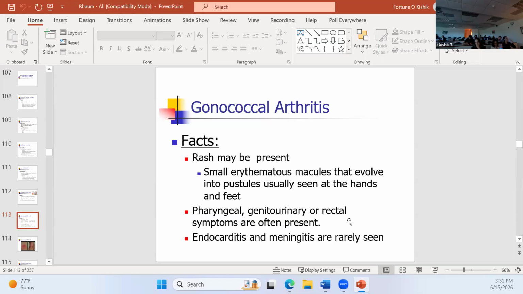So one of the things that really stands out the minute you get gonococcal arthritis is this rash that presents. The small erythematous macule that turns into pustules. And you only see it in the hands and feet. Okay? If that's so the case, then you have to go ahead and do a full physical examination. You got to get cultures on pharyngeal cultures, GU cultures, and so forth and so forth. And once in a while, it has happened where you tend to see endocarditis and meningitis, but it's not seen so often.